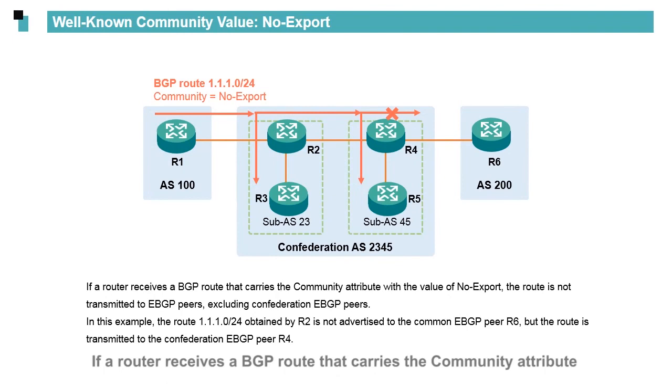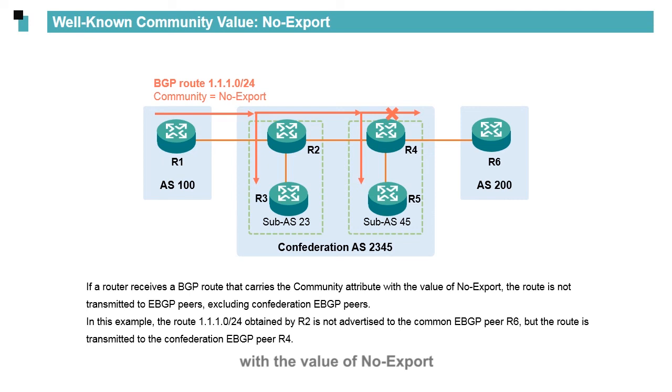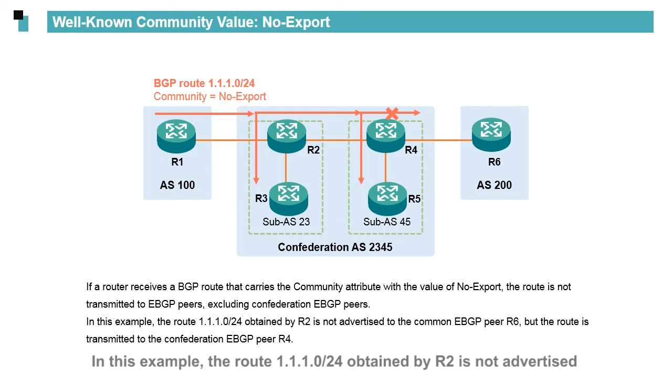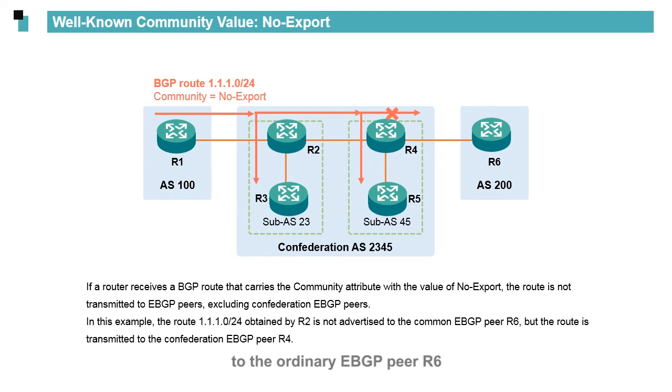If a router receives a BGP route that carries the community attribute with the value of no export, the route is not transmitted to eBGP peers, excluding confederation eBGP peers. In this example, the route 1.1.1.0/24 obtained by R2 is not advertised to the ordinary eBGP peer R6, but the route is transmitted to the confederation eBGP peer R4. The concept of confederation will be described later.